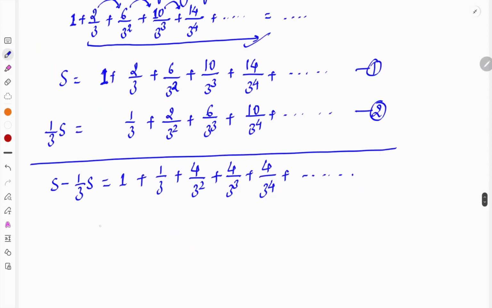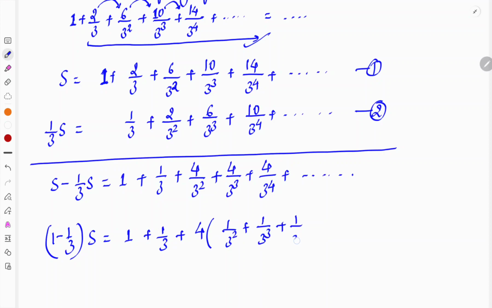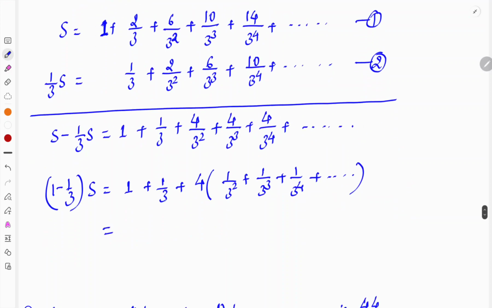Okay, now again you see, this is S, we will take common, so (1 minus 1/3) times S is equal to 1 plus 1/3 plus, shall I take 4 common here? If I am taking 4 common here, then what I will have? I will have 1/3^2 plus 1/3^3 plus 1/3^4 plus dot dot dot till infinitely many terms. And it is 1 plus 1/3 plus 4 times this infinite GP.